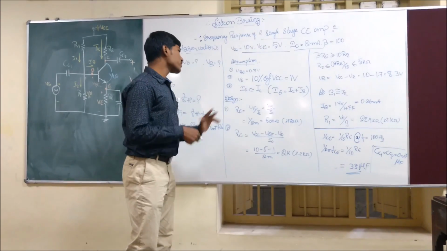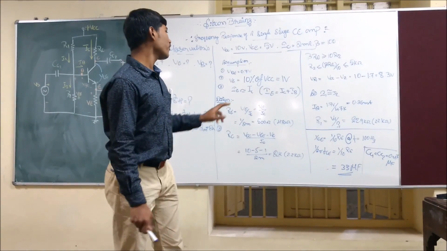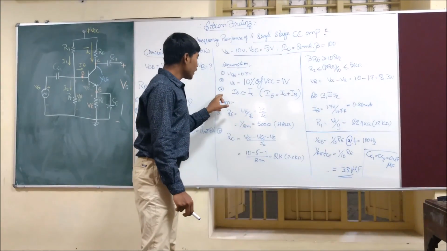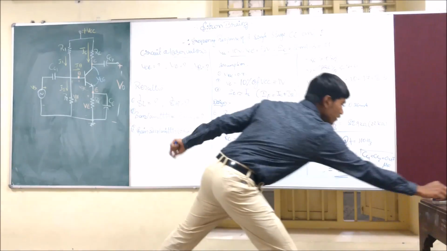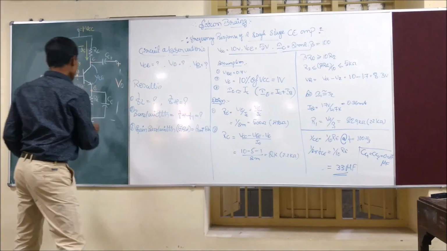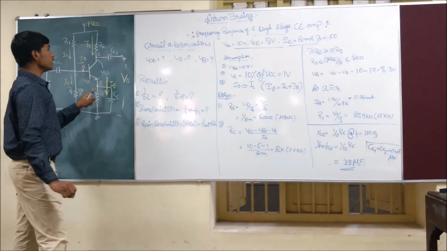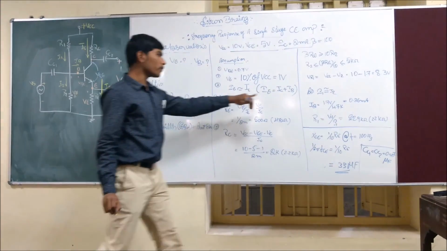The second assumption is that VE is 10% of VCC. That's a design value. The third assumption is about IE. IE is the emitter current. This IE should be equal to IC plus IB. That's the formula actually.